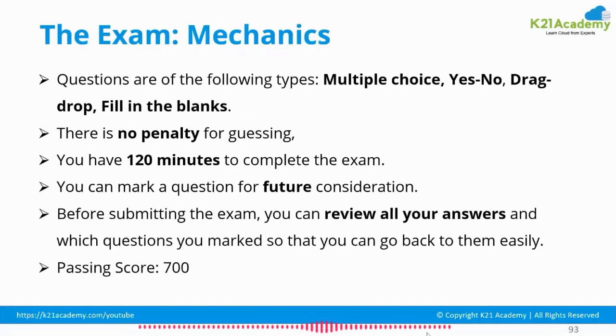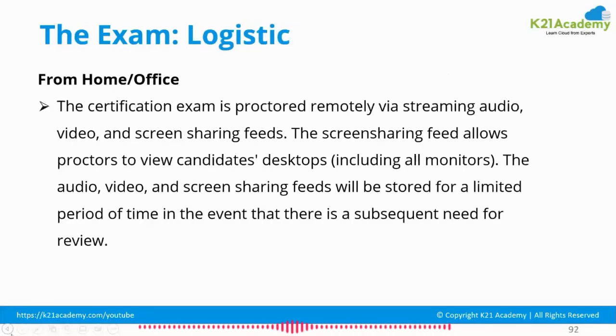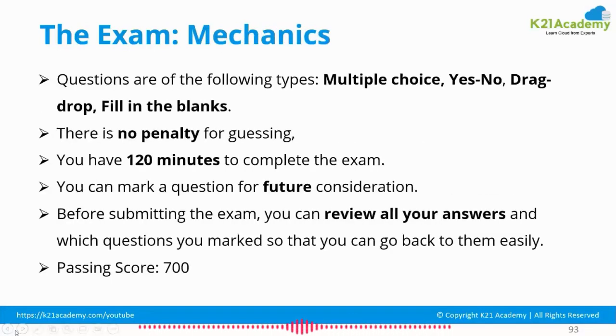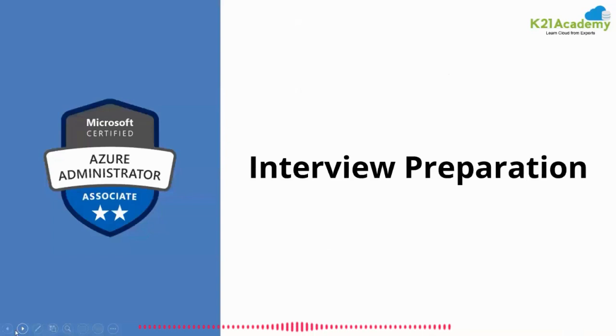You can mark questions for future consideration, maybe because you are not sure about them. Then, before submitting, it will tell you that you have marked this many questions for future consideration. You can go through them, recheck, and then try to provide the answers. As I have said earlier also, you can review your examination. 700 is the passing score out of 1000 that you have to score in order to clear your AZ-104 examination. So these are the different mechanics of the examination.